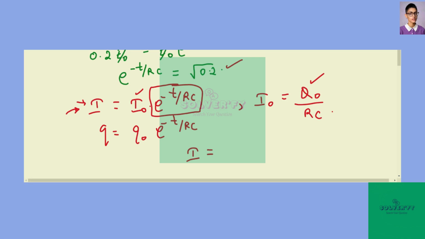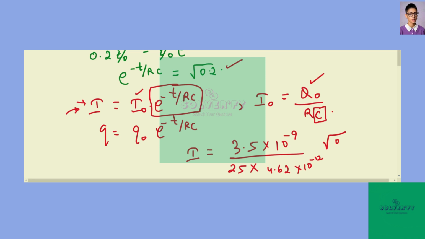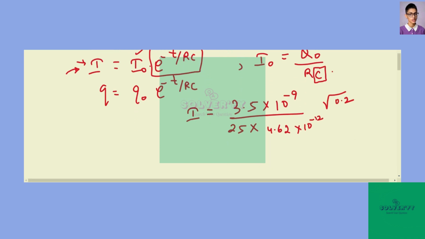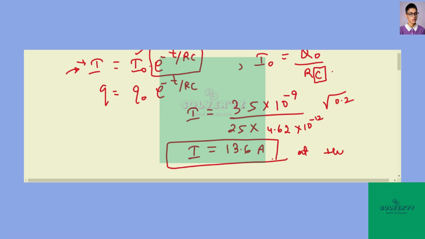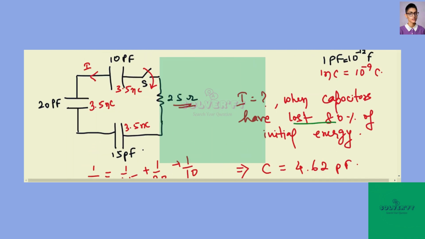So we get current as the initial charge, 3.5 nanocoulomb, divided by the resistance times the net capacitance. This C is the net capacity that we figured out as 4.62 picofarad, so 10 to the power minus 12, and times root of 0.2. Simplifying this gives us the current in the circuit at this instant, that is 13.6 amperes. So this is the current that is flowing in the circuit at the instant S is closed. What is S? S is the switch over here in the circuit.